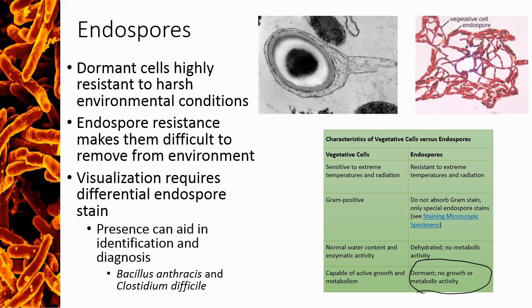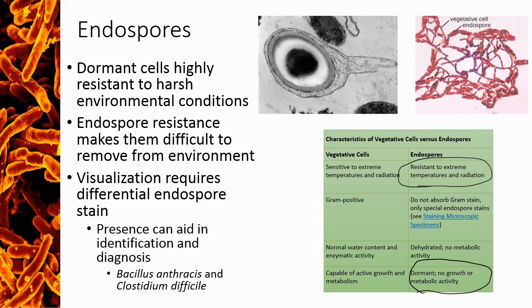Endospores are very resistant to both physical or chemical means. And so they don't get destroyed by things like heat or UV light. They're also very difficult to destroy with chemicals such as antibiotics or bleach.